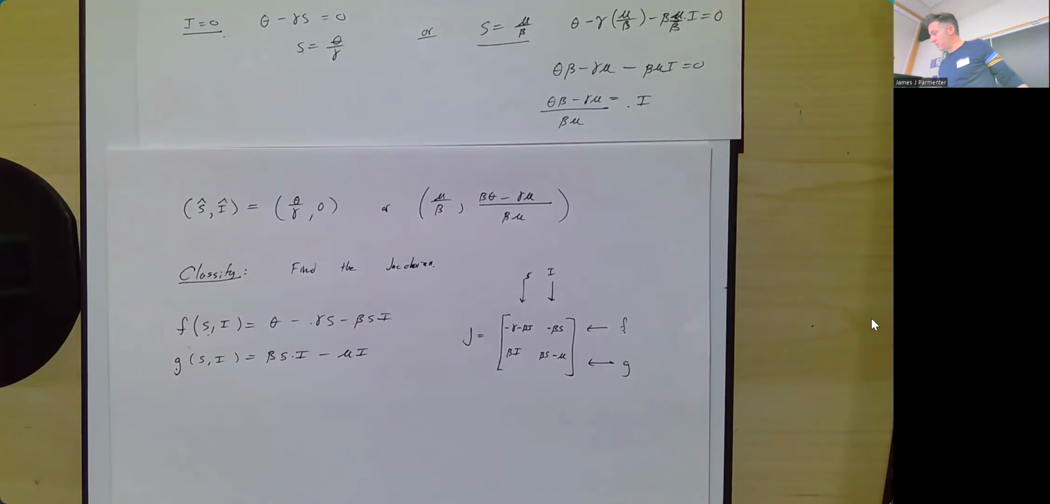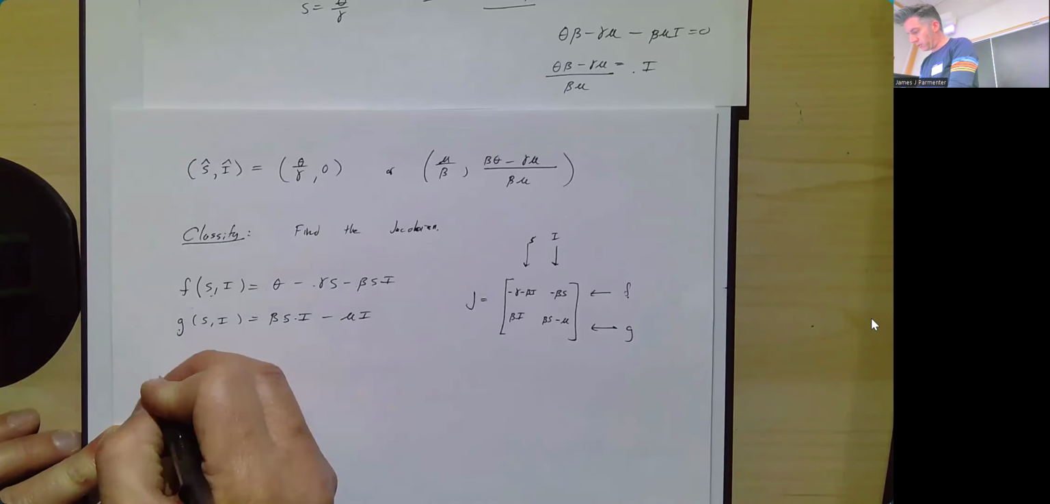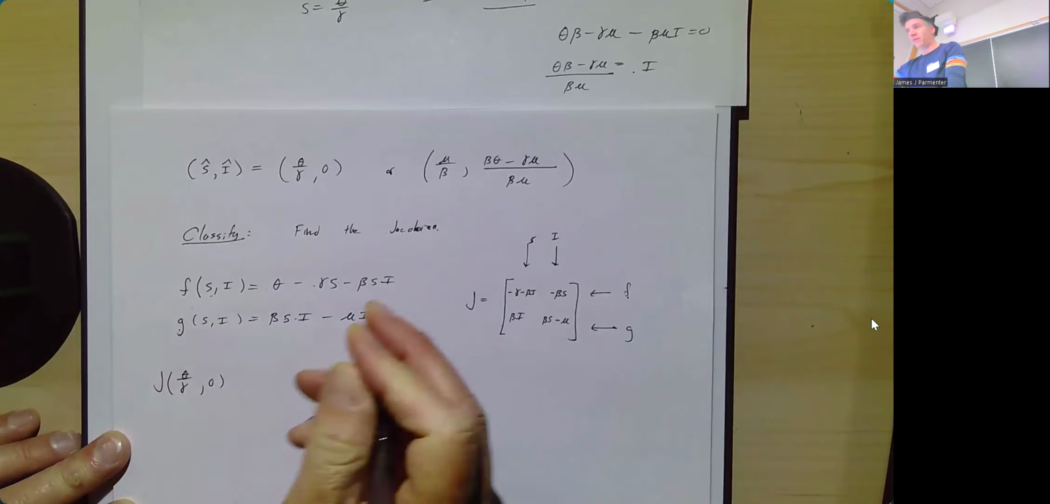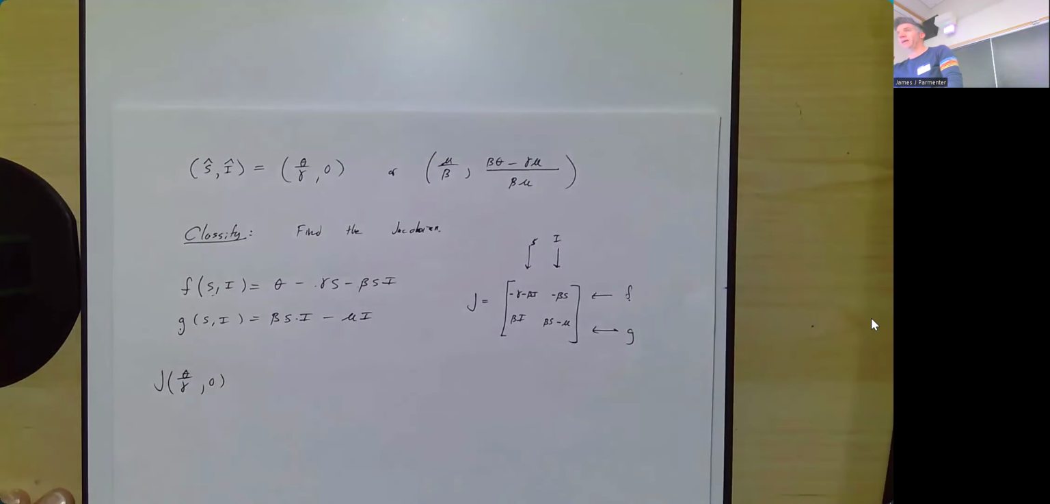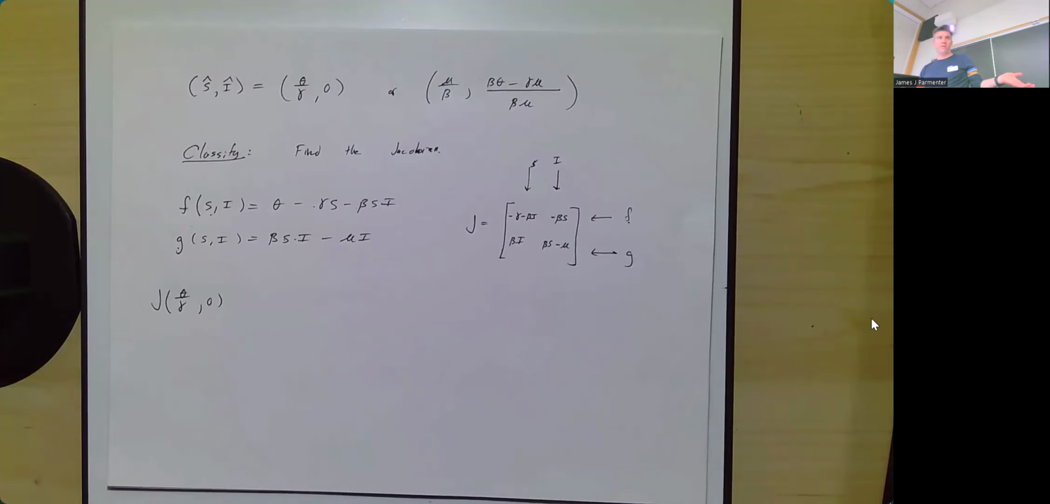Let's make sure I didn't do anything wrong here. I will point out all this is in the textbook: this whole example is example 2 on page 671 in section 10.4, so you can totally look at this later on your own if you wish. Let's go ahead and plug in this first one, J at (theta over gamma, 0). Also, if you have questions, you're welcome to ask them. If something seems confusing, I'm happy to clarify.